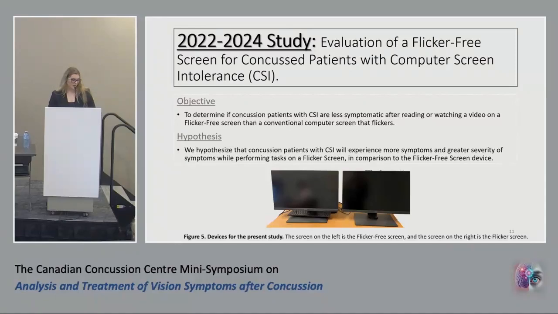So the objective of the study was to determine if concussion patients with computer screen intolerance are less symptomatic after reading or watching a video on a flicker-free screen compared to a computer screen that flickers. And we hypothesized that patients with computer screen intolerance will experience more symptoms and a greater severity of symptoms while performing tasks on a flicker screen in comparison to the flicker-free screen device.